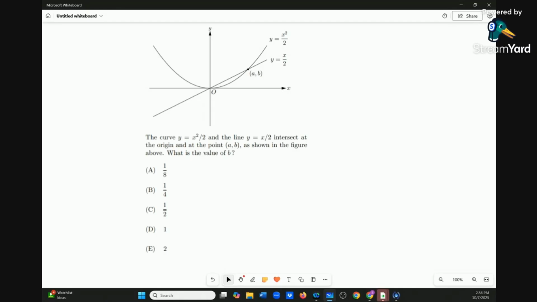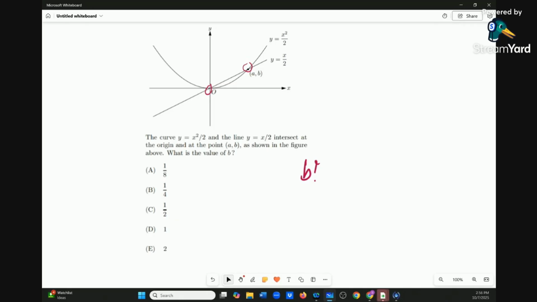Okay, so this is where the origin is. And then we see that it intersects at (a, b). Very good. And so we're being asked to determine what is the value of b. And so this is where I always tell people, and I said this in a previous video, write what you're being asked. It's asking you what is the value of b. So we might need to figure out what this value is.